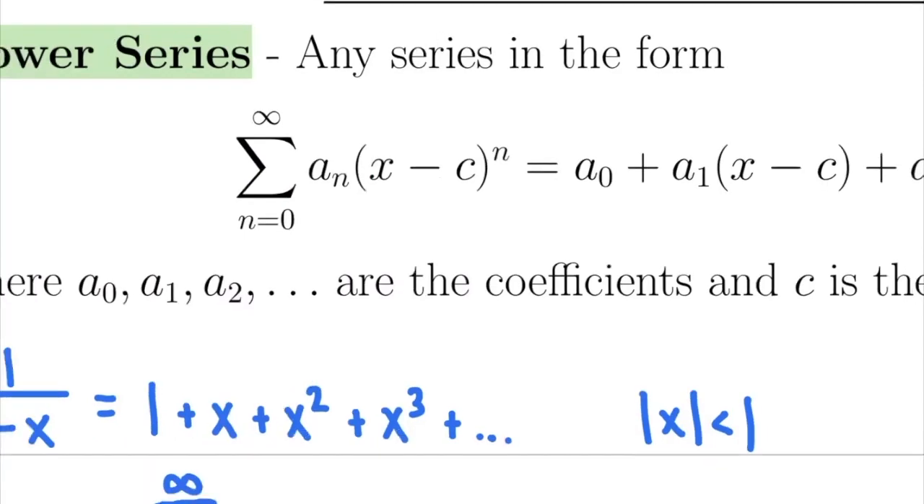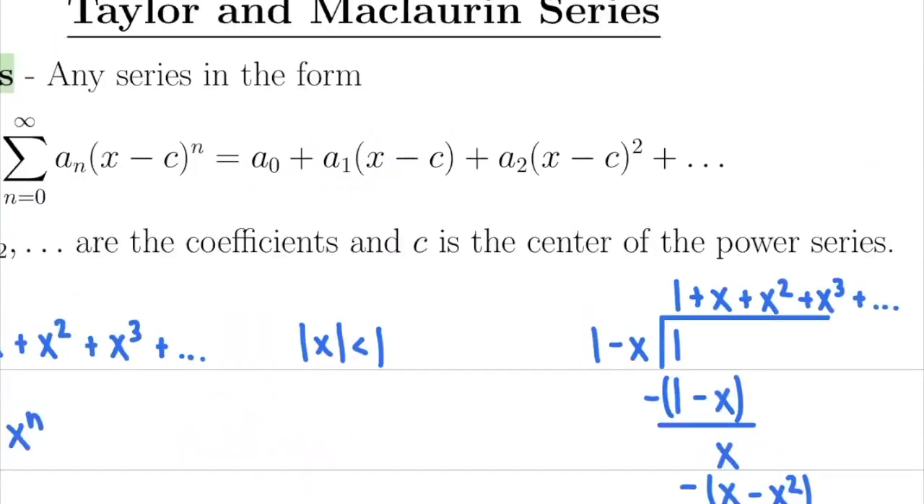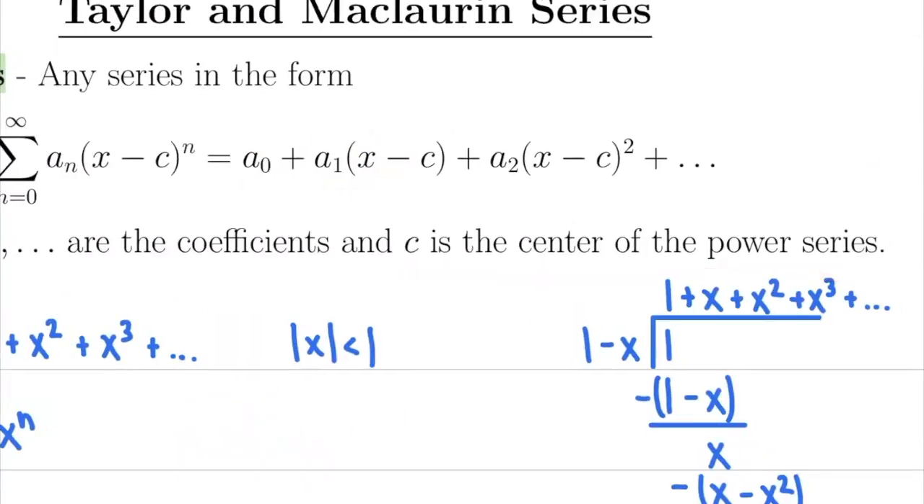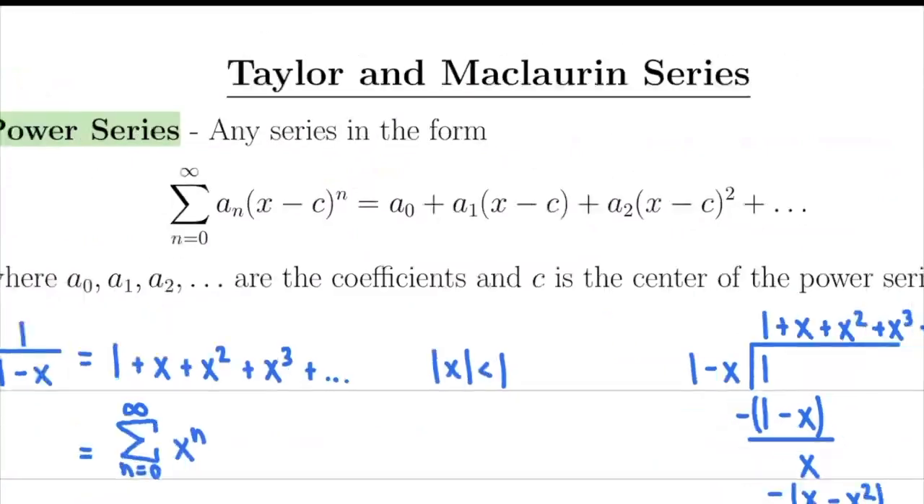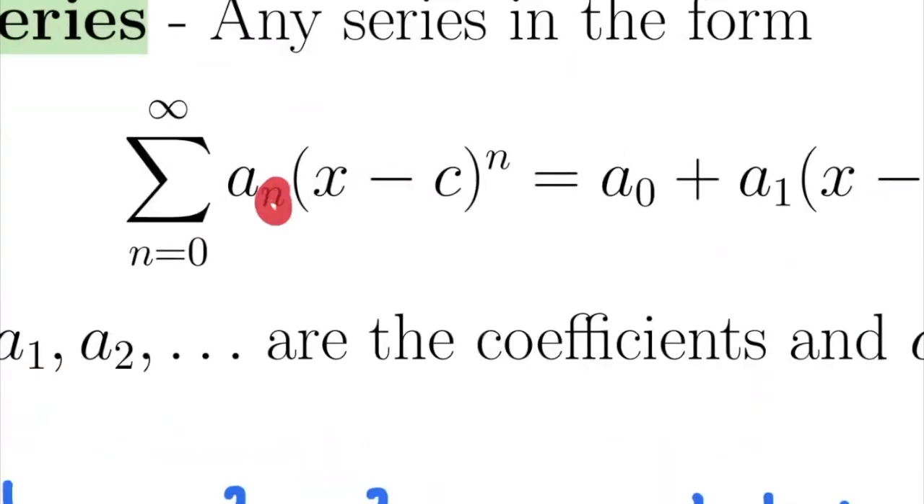So a sub n, those are the coefficients, and x is the variable of the series. And we have x minus c to the power of n, and c is the center of the power series. So if you expand this, starting n at 0, then when n equals 0, you're going to get a sub 0 times x minus c to the power of 0. And x minus c to the power of 0 is just 1. So you just get a sub 0 for your first term.